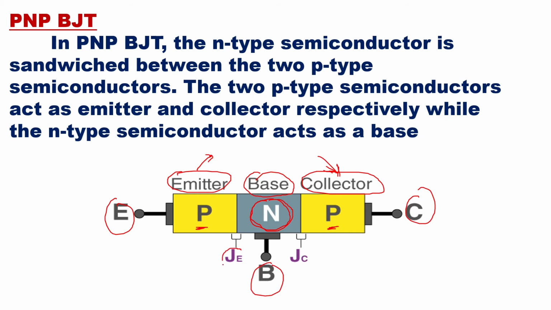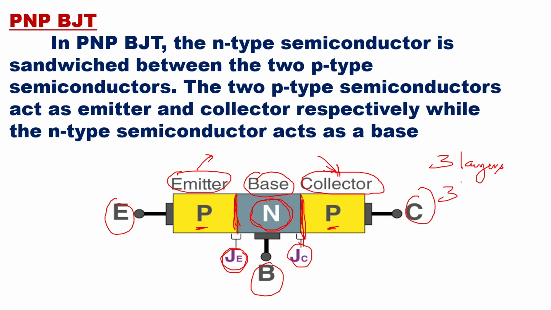This is the junction between emitter and base, this junction, and this is the junction between base and collector, that is this junction. So it is a two junction, three layer, three terminal device. So it is having three semiconductor layers, and it is having two junctions, and it is having three terminals. So a BJT will have three semiconductor layers, PNP or NPN.